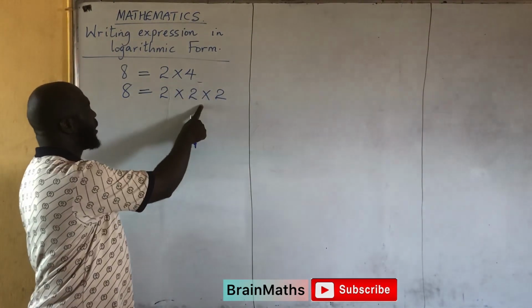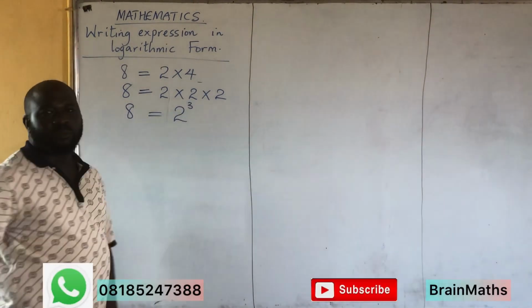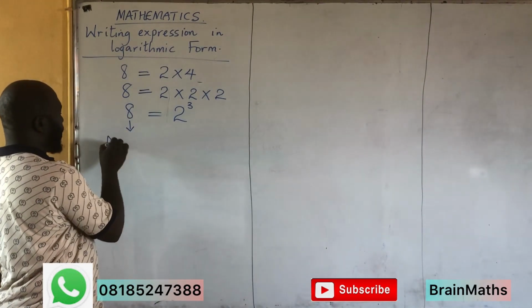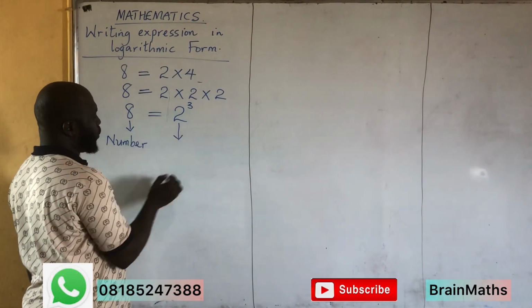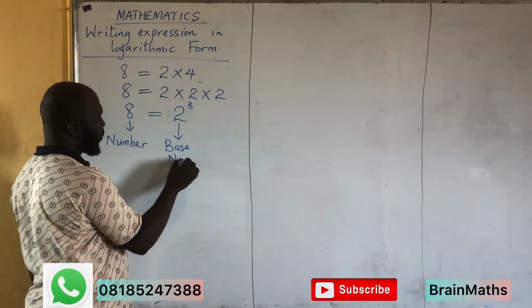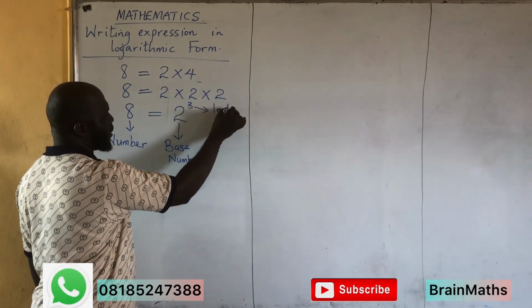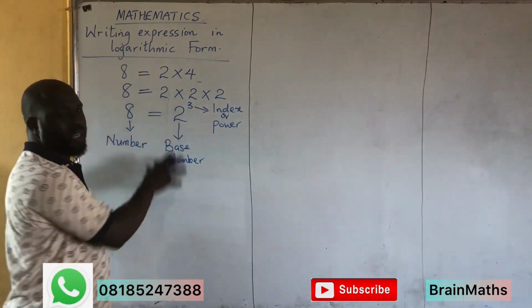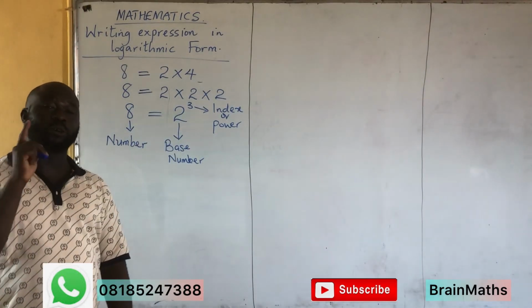To write this in index, it becomes 8 equals 2 raised to power 3. And looking at this, 8 is the number given to us, where the 2 is the base number, and this 3 is our index or power. So if any number is given to us in this form, we can write this number in logarithm form.